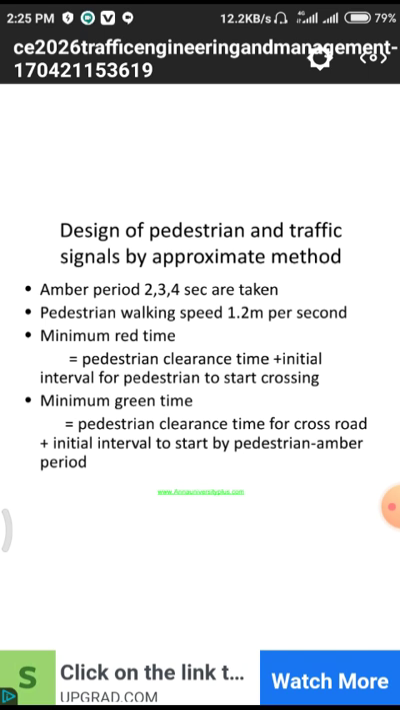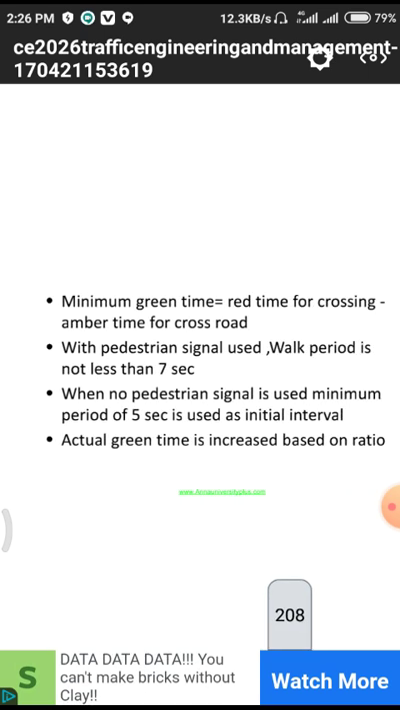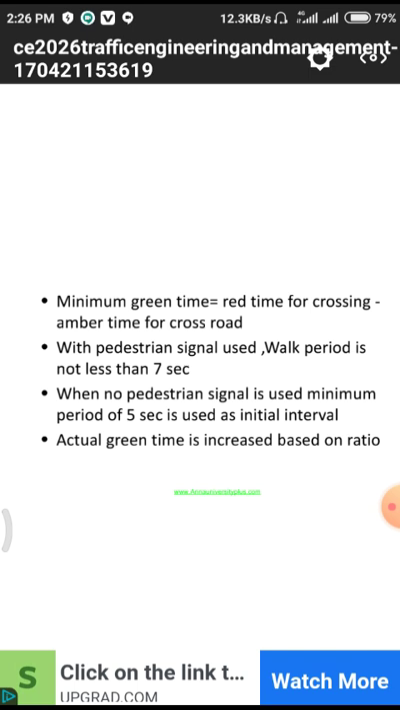What is red? Red means normally clearance time plus initial interval of pedestrians, but in case of green equal to clearance time plus initial interval by pedestrian minus amber time. In the green we are simply deleting amber time. Next one, what is minimum green time? Minimum green time equal to red time plus crossing minus amber time of crossroad.